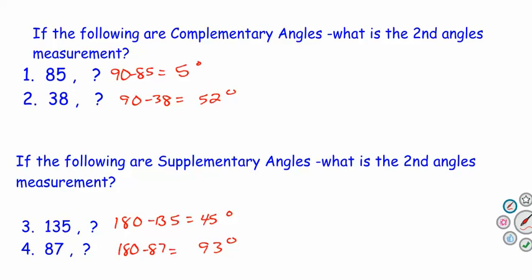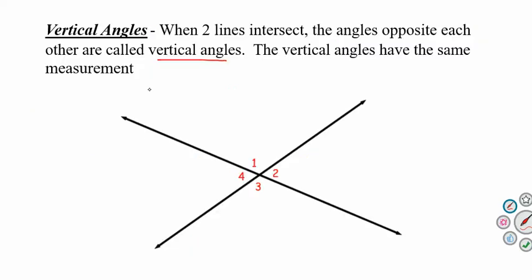Another vocabulary word that's important is vertical angles. Vertical angles are formed when two lines intersect. When I have two lines that intersect, and they form four different angles, the opposite angles are called vertical angles. If you look at my picture here, angle 1 and angle 3 are vertical angles because they're opposite of each other, and of course 2 and 4 are vertical angles because they're opposite of each other. Now, why does that matter? It matters because if they are vertical angles, then they also have the same measurement.